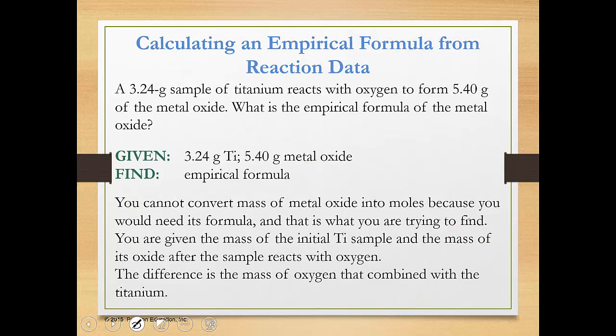All right, so let's run through an example of this. We are told that we have 3.24 grams of titanium. And we're going to let that oxidize. So there's titanium. We're going to let that oxidize with some oxygen. And we get 5.40 grams of the titanium oxide. Okay, now I'm not going to write a formula here because that's what we're trying to figure out. What's the ratio of titanium to oxygen? But 5.4 grams includes both of those elements. All right, now that's all it's telling us.